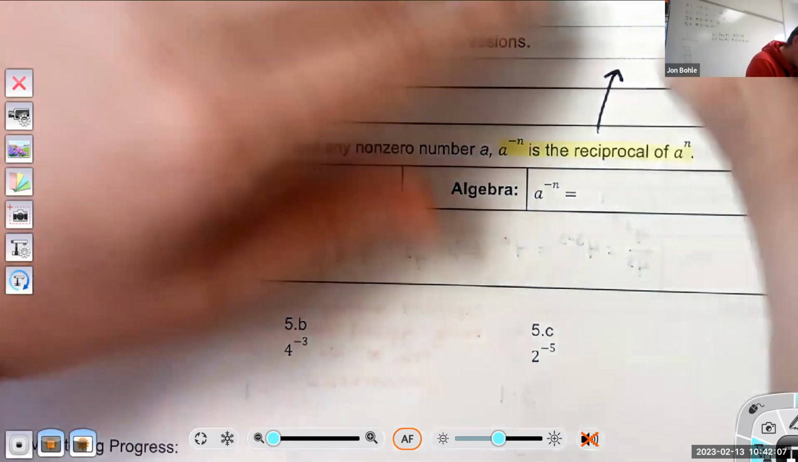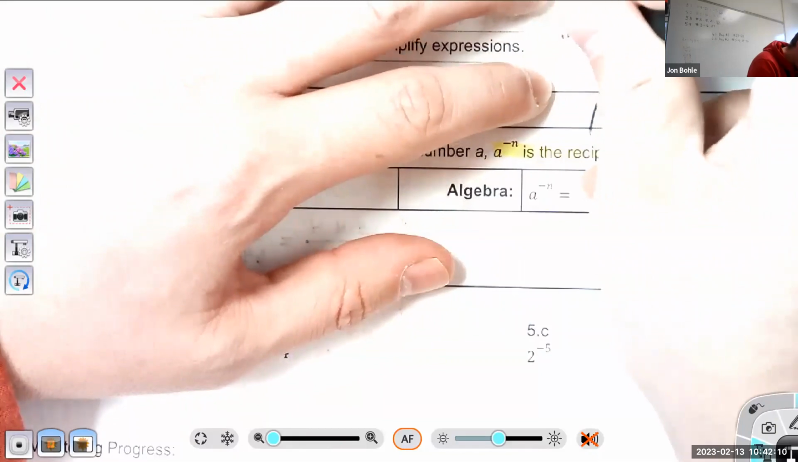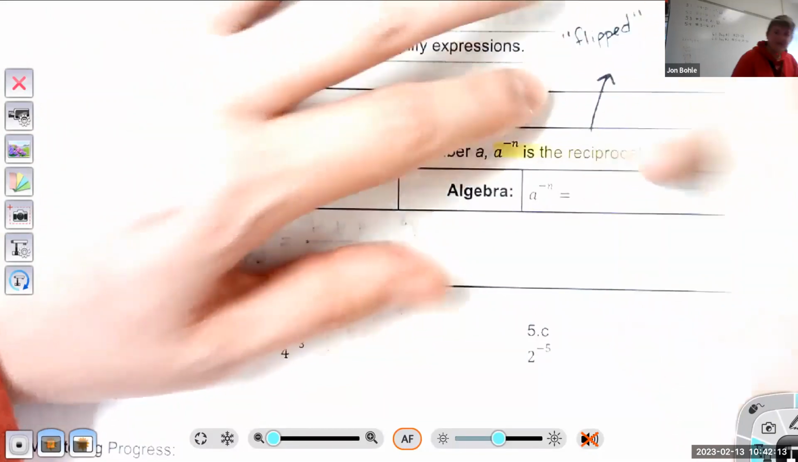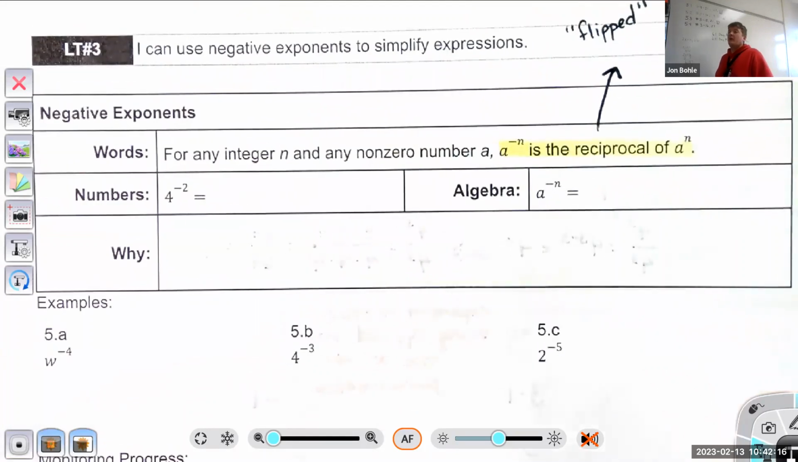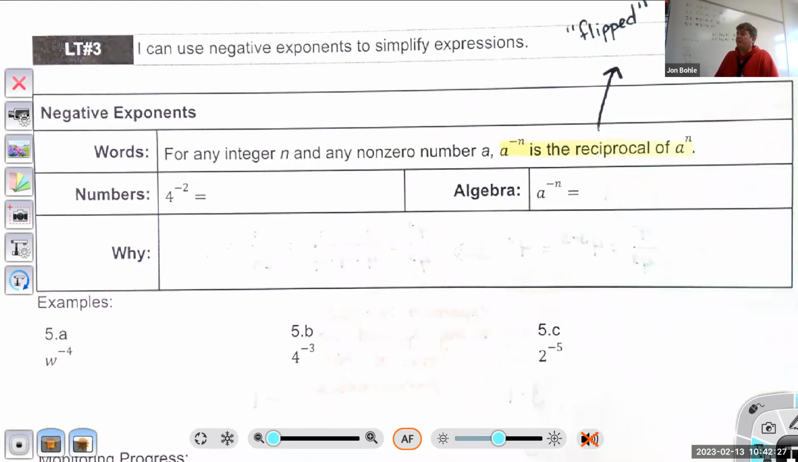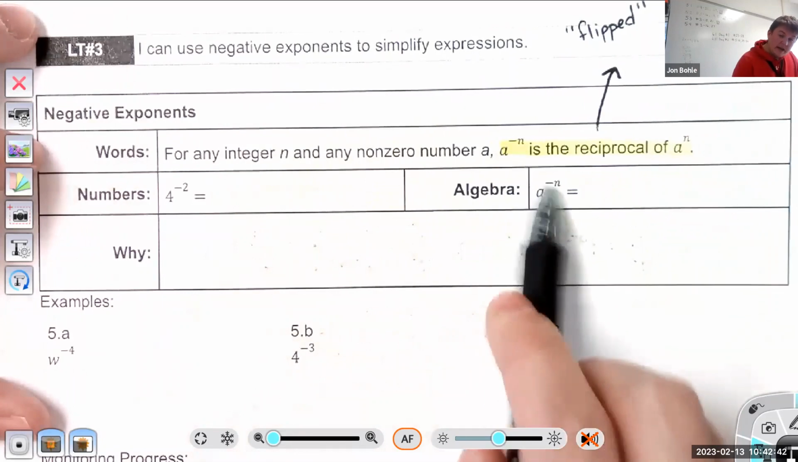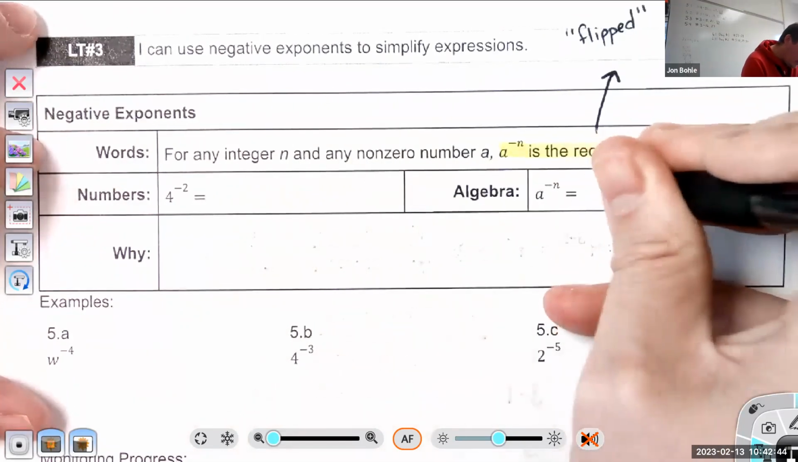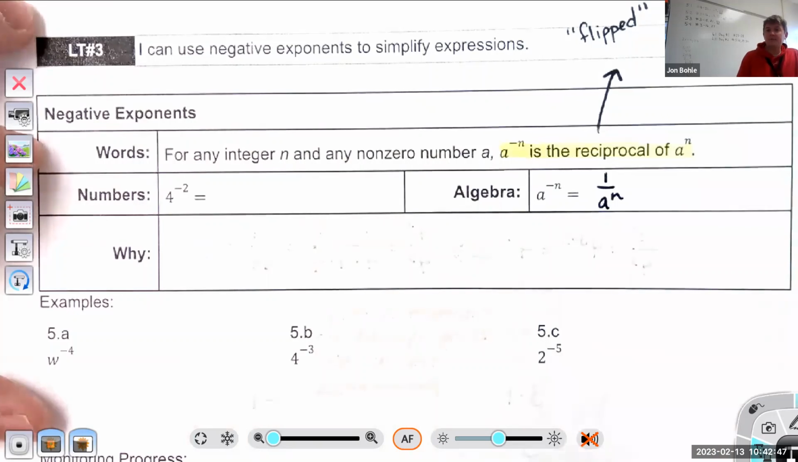Yeah, flipped is a pretty good word for it, right? So if I want the reciprocal of 2/3, it would be 3/2. If I want the reciprocal of 1/4, it would be 4/1. What if I wanted the reciprocal of just 7? It'd be 1/7, because 7 is the same as 7/1. So algebraically speaking, if I have a to the negative nth power, that is just going to be 1 over a to the n power.